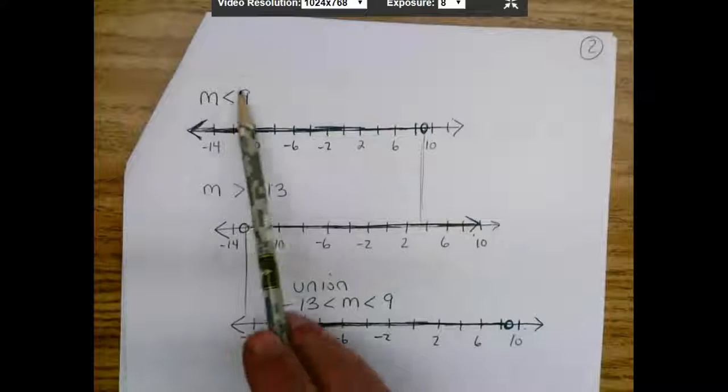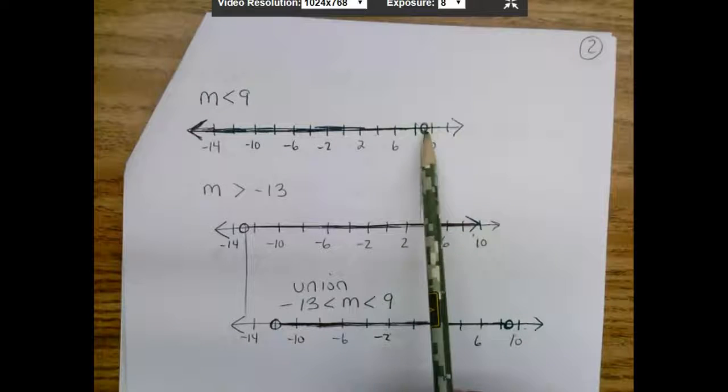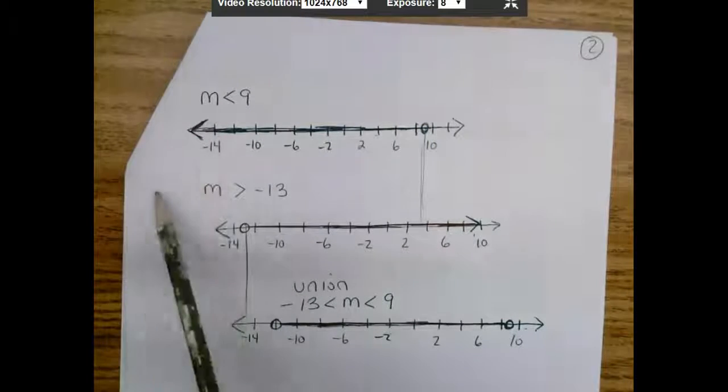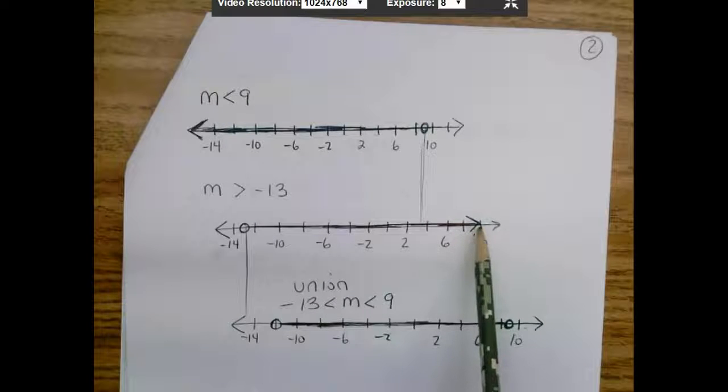So here we have m is less than 9, so we start with a line. It's less than, not equal to as well. So we start here, everything to the left forever, right? And then we have m is greater than negative 13. We would start here, and we go all the way to the right around the world forever. Okay? And then what we're looking for is where is the intersection where both of these are found.